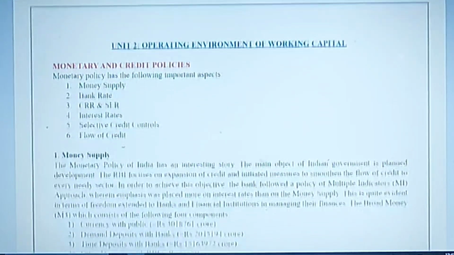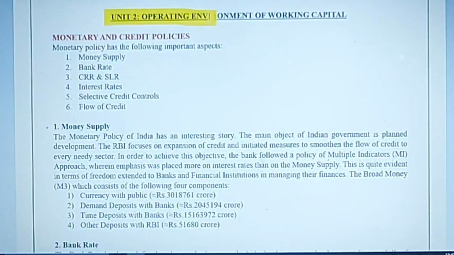Okay, now let's move on to unit 2, operating environment of working capital, and you must revise here monetary and credit policies. And these are the six different types of monetary policies basically in your syllabus. The first is money supply, then bank rate, then CRR and SLR, interest rates, then selective credit controls and flow of credits. So you must revise all this properly.